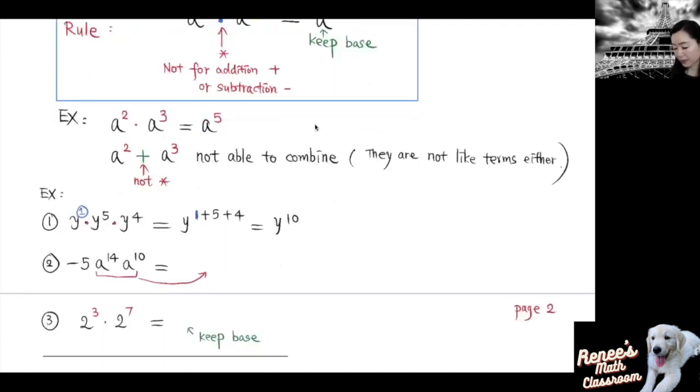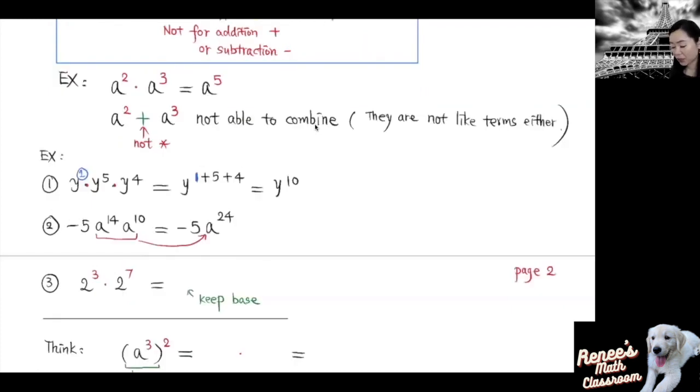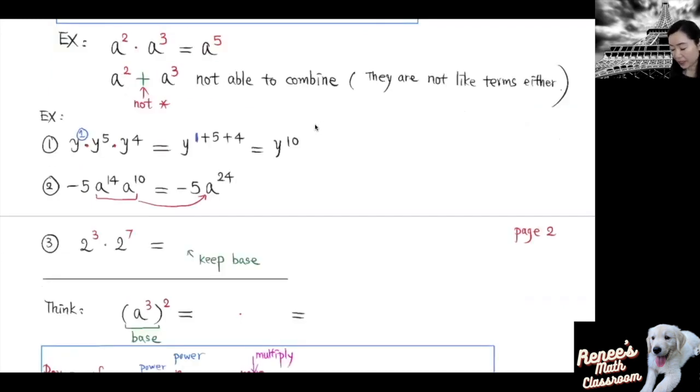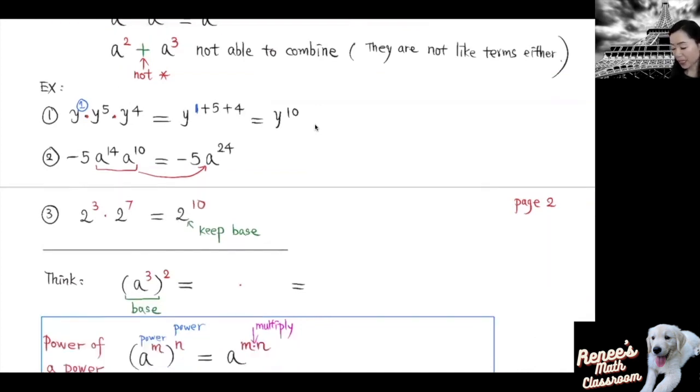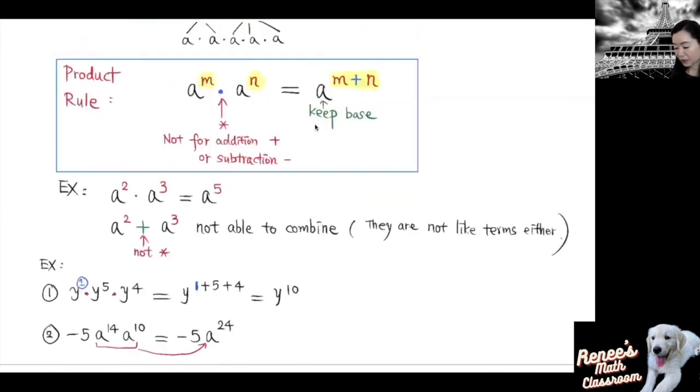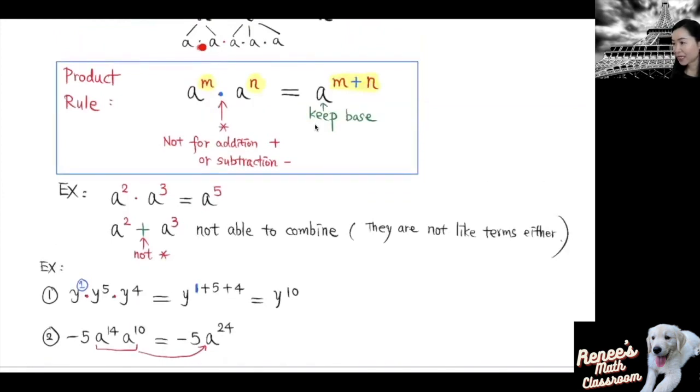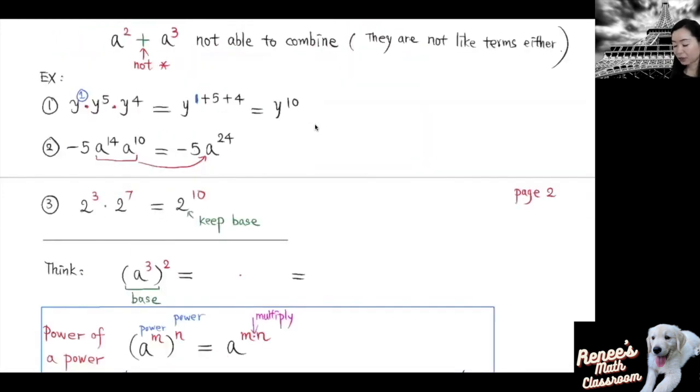Now, what about this one over here? So we're going to combine these two. So combine a to the 14th power times a to the 10th power. What do you get? 24. -5 times a to the 24. Okay. Now what about this one over here? 2 to the third times 2 to the 7th power. 2 to the 10. Yeah, you got it. Okay. 2 to the 10 power. Notice the base here doesn't change. The base doesn't change, because you see what happened over here. You multiply them, right? So the base stays as 2 right here. You only add the exponents.